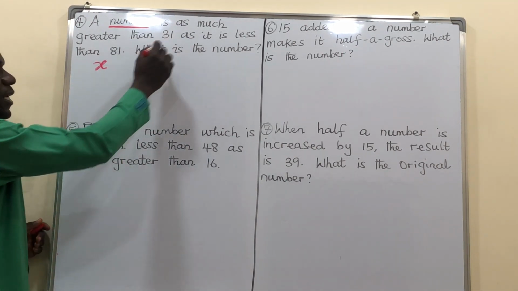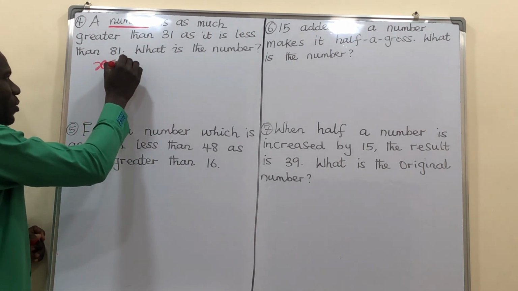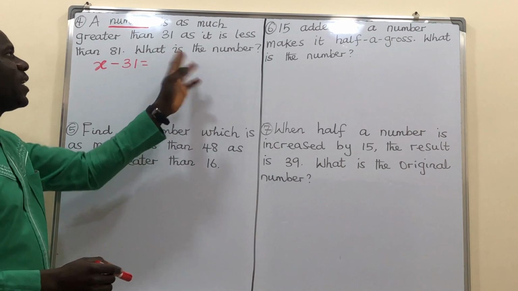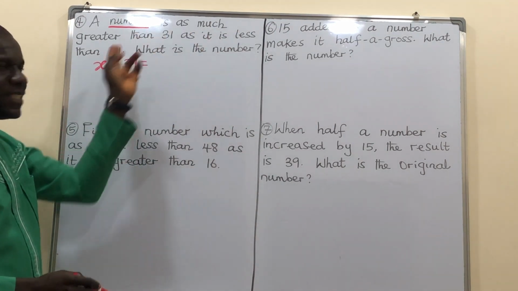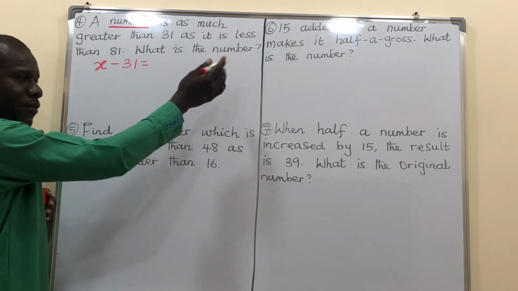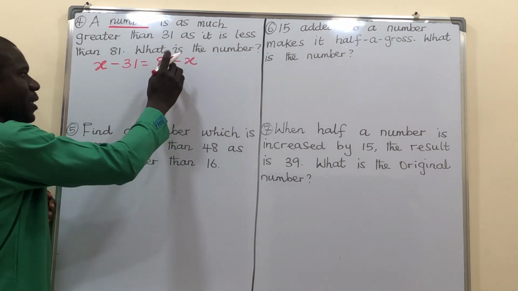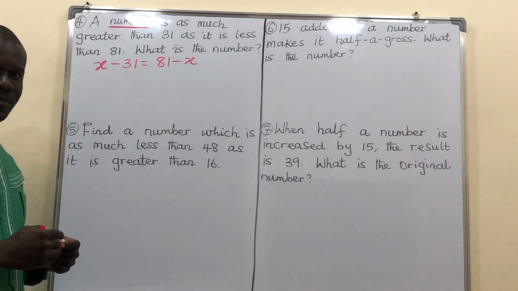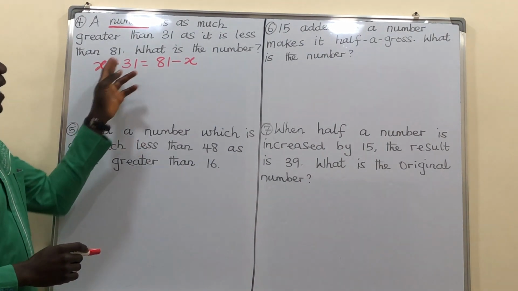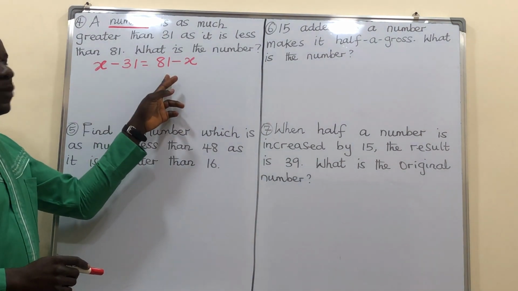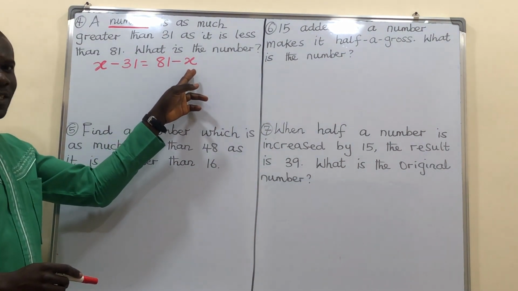Since x is greater than 31, it's going to be x minus 31 equals, but the second part of the sentence says it is less than 81. For the right hand side, x is less than 81, so it's going to be 81 minus x. Is that clear? x is greater than 31, that is why I'm subtracting 31. 81 is greater than x, that is why I'm subtracting x.